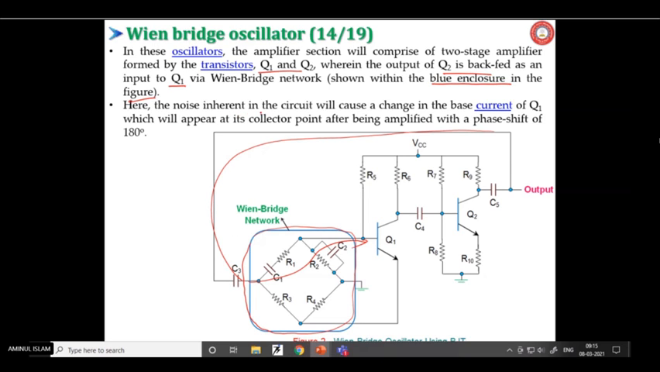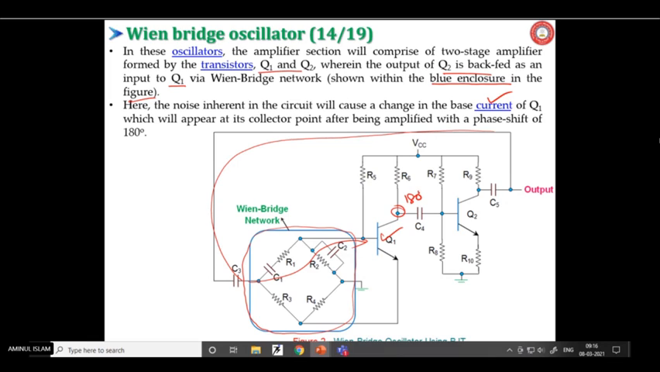Here the noise inherent in this circuit, obviously any circuit will have certain noise because of the capacitive coupling or because of the voltage fluctuation, temperature fluctuation, etc. So that fluctuation, or say noise, will cause a change in the base current of Q1, which will appear at its collector, this point, after being amplified with a phase shift of 180 degrees.